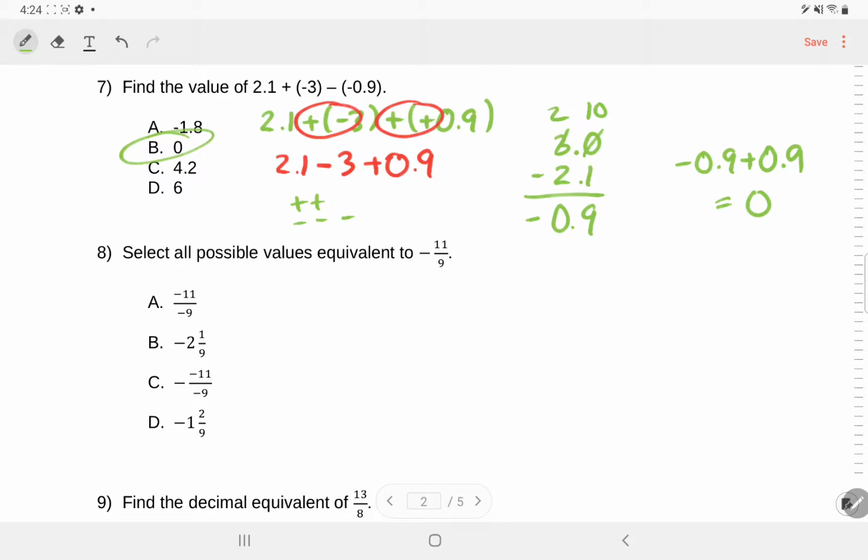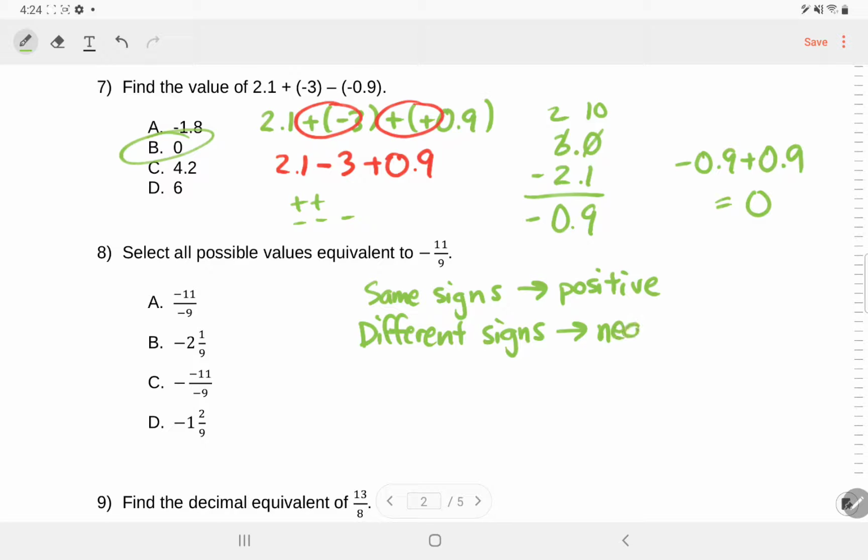For number 8, select all possible values equivalent to negative 11 over 9. Remember that when we have two signs that are the same, our final result is going to be a positive. And if we have two signs that are different, our final result is going to be negative. So we're going to take a look at these two signs, okay? So for A, we have a negative and negative. That means the answer is going to be positive 11 over 9. That's not the same thing as the original problem of negative 11 over 9. So it can't be A.